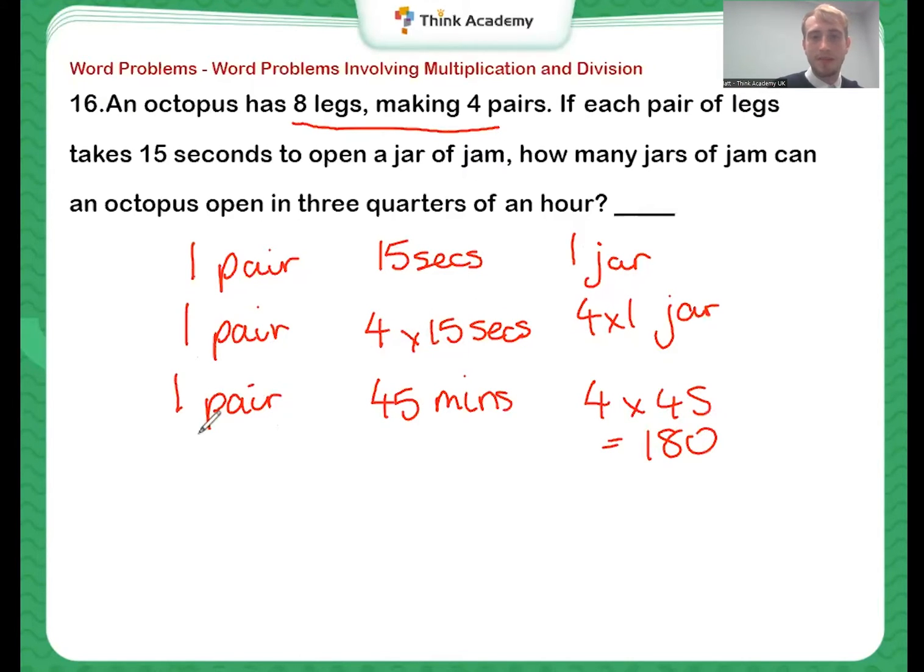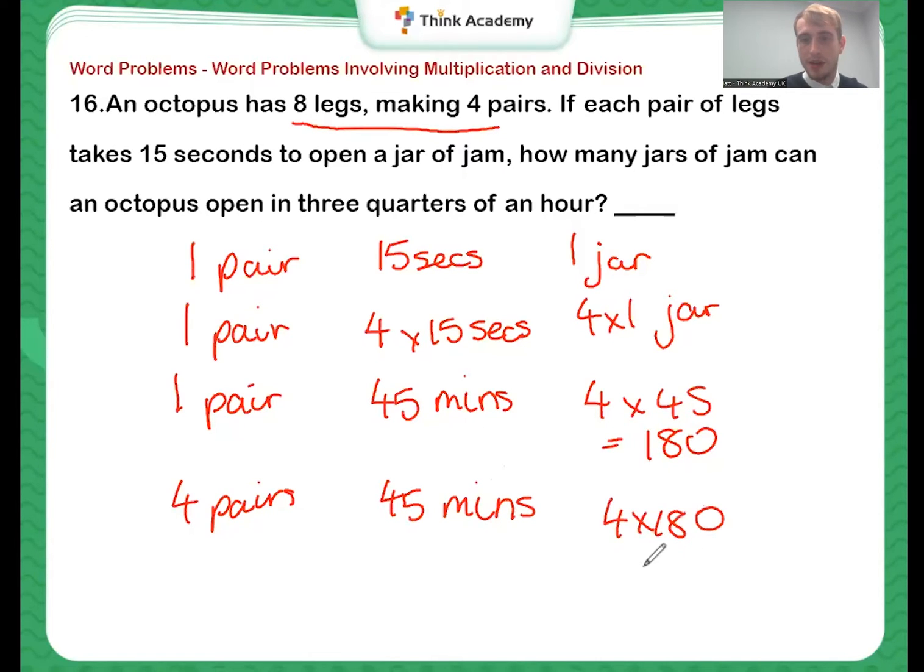And then we're almost there. So changing one thing at a time, I've got the right time. Now I need to change the number of pairs of legs. An octopus has 8 legs, that's 4 pairs. So 4 pairs means they're going to spend the same amount of time, 45 minutes, but they're going to make 4 times as many jars. So that's 4 times 180, which is equal to 720 jars. So that's how to solve that one.